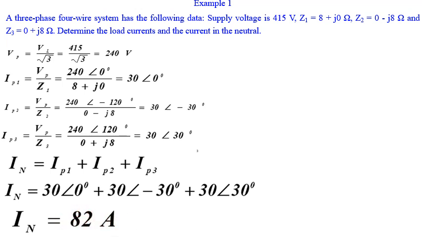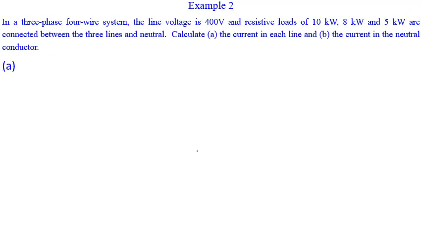So let us take our next example. Problem 2 says in a three-phase four-wire system, the line voltage is 400 volts and the resistive loads of 10 kilowatts, 8 kilowatts, and 5 kilowatts are connected between the three lines and the neutral. Calculate the current in each line and the current in the neutral conductor. So here they are telling us that the loads are 10, 8, and 5.